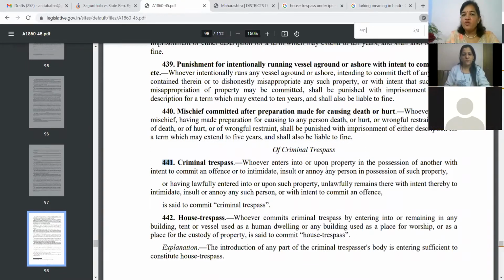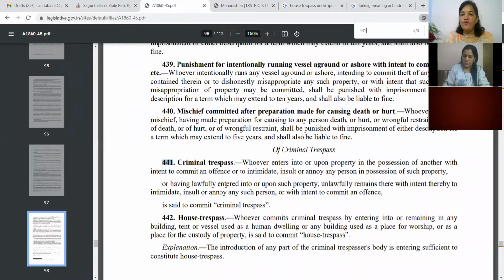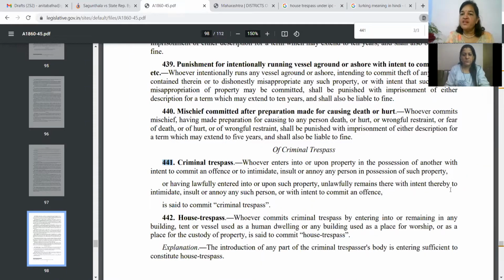Whoever enters into or upon property in the possession of another person with intent, see, there should be the word intent, bahut dhyan rakhna aap log, with intent to commit an offense or to intimidate, dhamkana, insult or annoy any person in possession of such property, or having lawfully entered into or upon such property unlawfully remains there with intent thereby to intimidate, insult or annoy any such person or with intent to commit an offense is said to commit criminal trespass. Now just look at this, the words used.